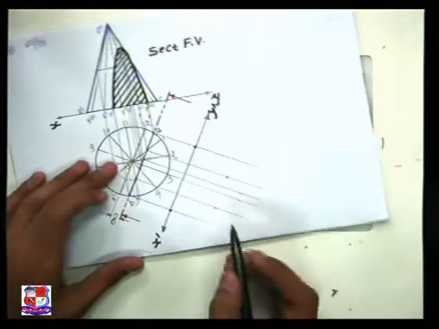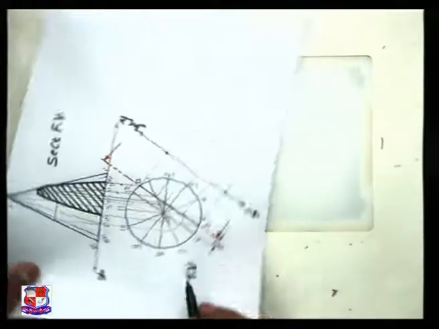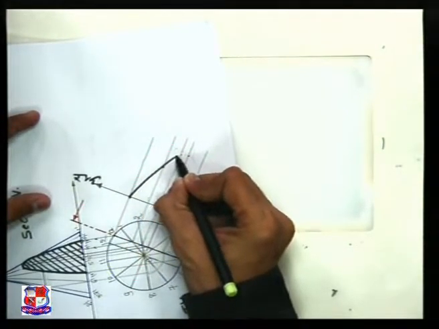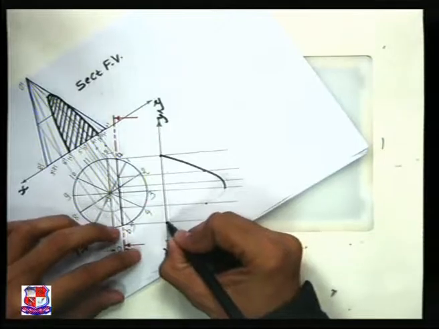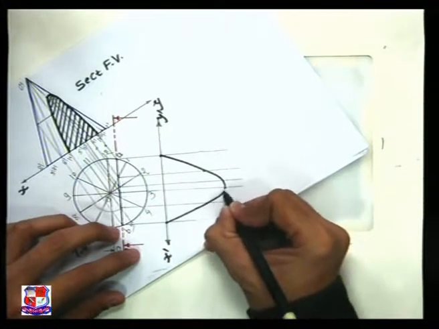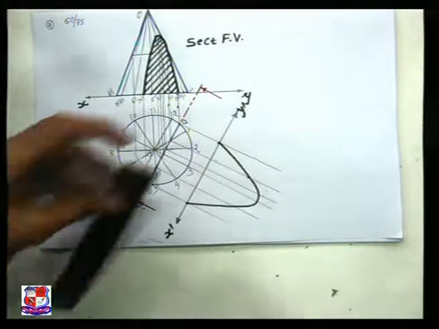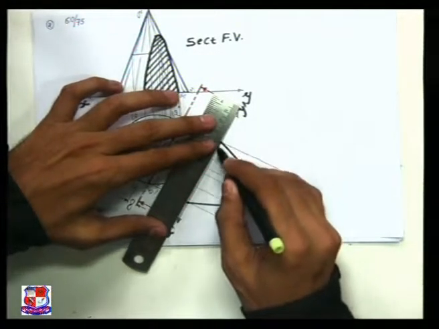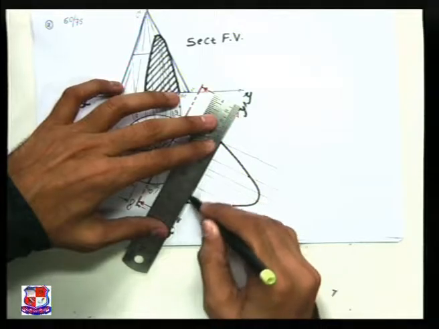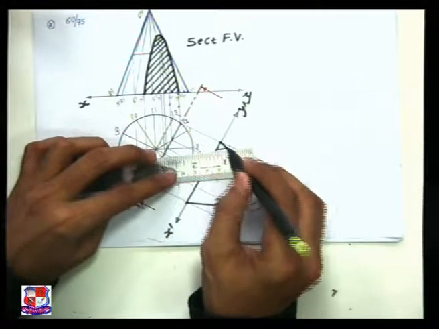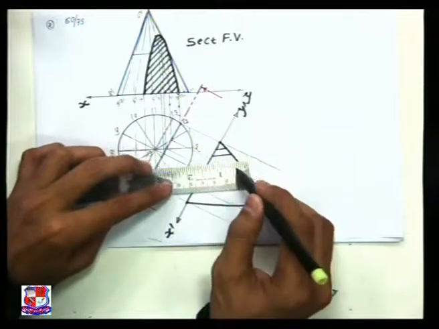And join all these points with a smooth curve. So for better practice, we should draw a curve like this. And this curve shows the true shape of this section. This also should be drawn with the full line, and as it's a true shape, draw section lines like this.